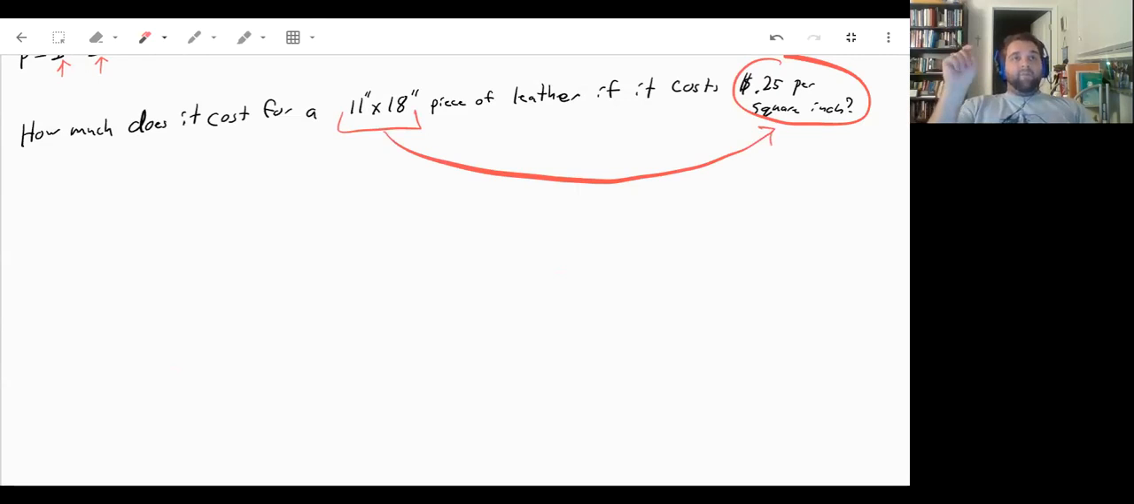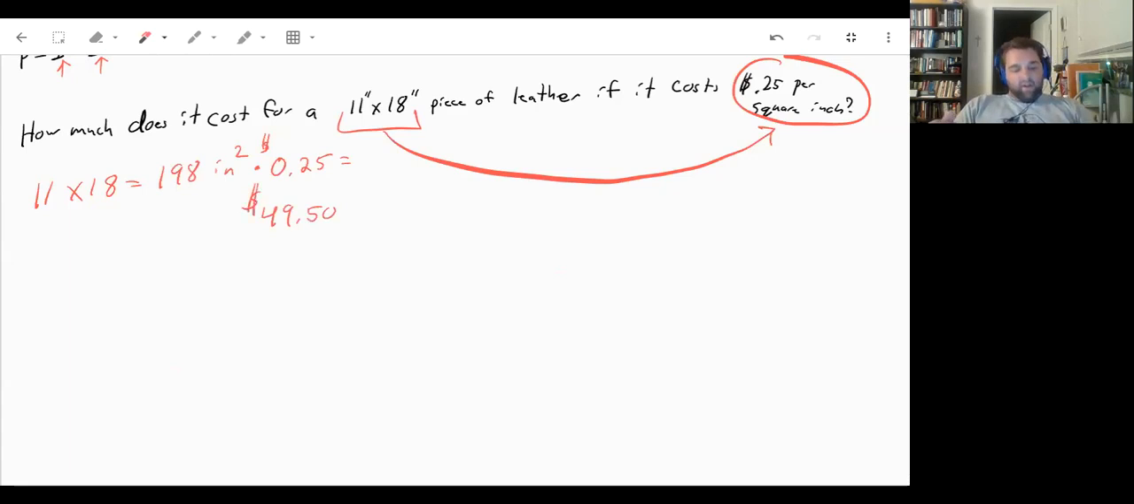So I'm now thinking problem-solving strategy. Let's figure out the area of that sheet of leather, and then we can figure out how much it costs per square inch. So if we take 11 times 18, that's going to give us a total area of 198 inches squared. So if it's going to cost 25 cents per square inch, that means we end up multiplying this amount of area by the total cost per square inch. So by 25 cents per square inch, which would give us a total cost of $49.50.